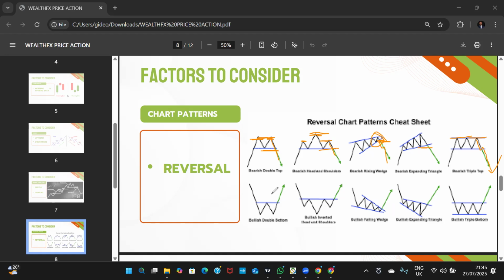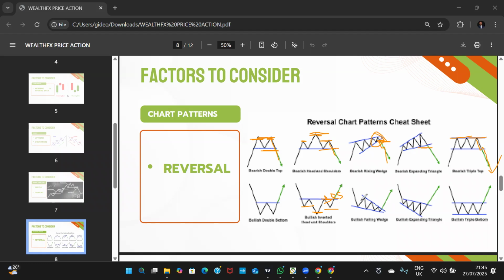Now, for the flip side of these five chart patterns, we have the bullish double bottom, and we have the bullish inverted head and shoulder. Yes, upside down: the head, the right shoulder, and then the left shoulder. And when we notice a break of structure around here, which is BOS, break of structure, we're looking to continue the trend.